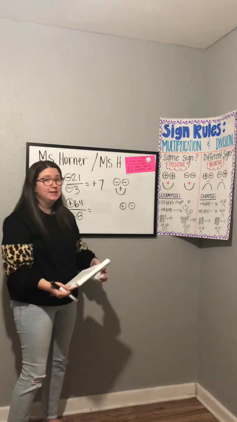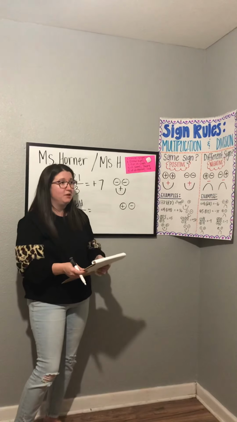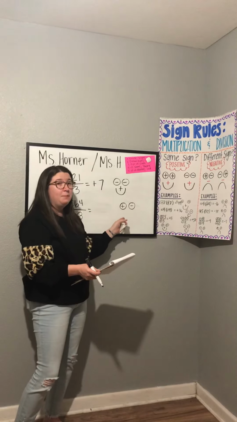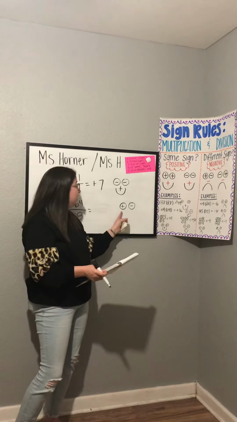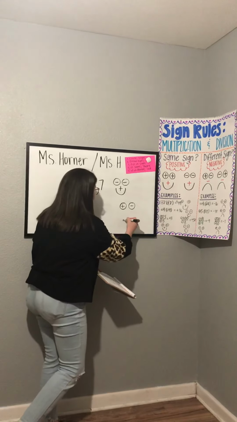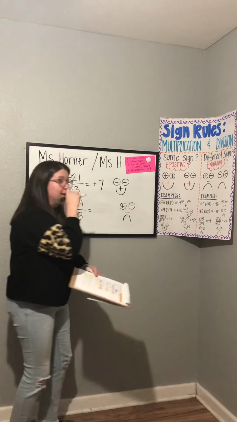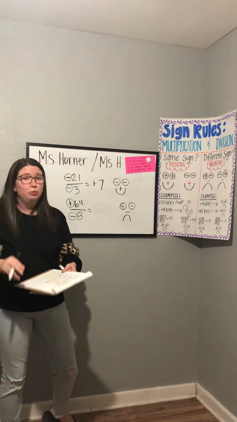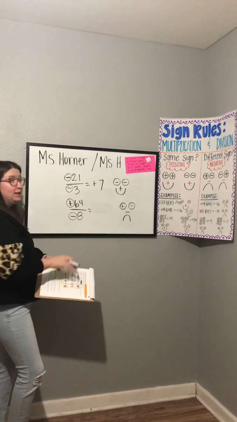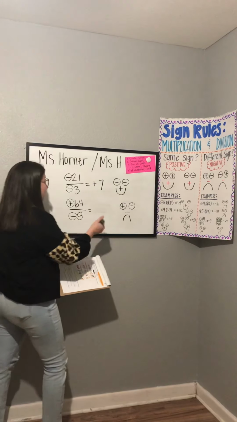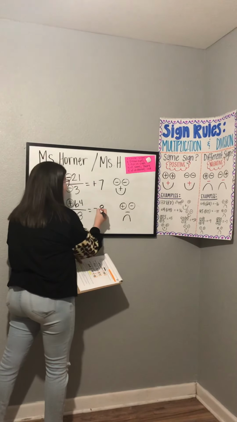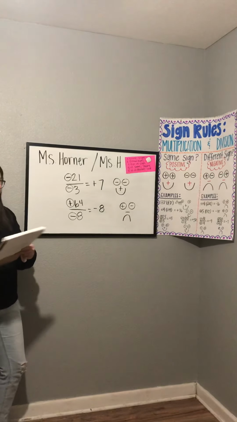Are these signs the same? You have to ask yourself that so that you can see if it's going to be a happy face or a sad face. And because these eyeballs do not look the same, it's going to be a sad face. And our nose will be a minus, which indicates that our answer will be a negative. Now we simply divide these two numbers, and 64 divided by 8 is 8. And our nose tells us that it will be a negative 8.